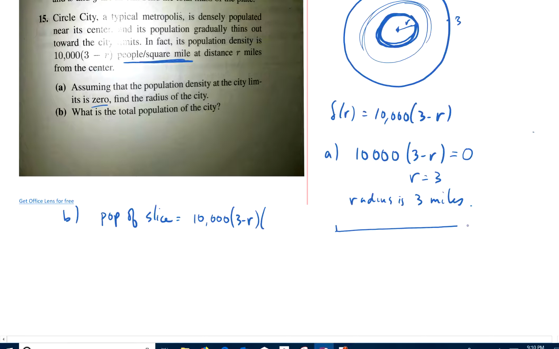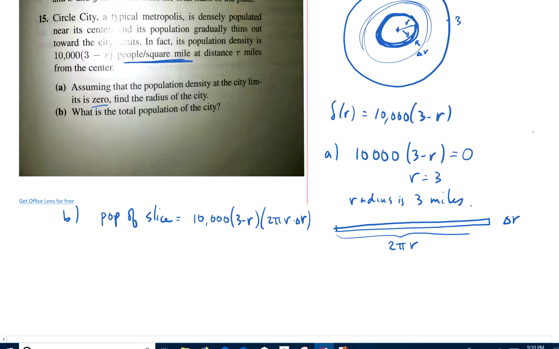Well, if I cut that strip and lay it out, it's delta r wide. Right, that's how wide my strip was. I didn't write that before. And how long is this? Well, that's the circumference of my strip, which is 2 pi r. So this will be times 2 pi r times delta r. That's the population of the slice for any given r.